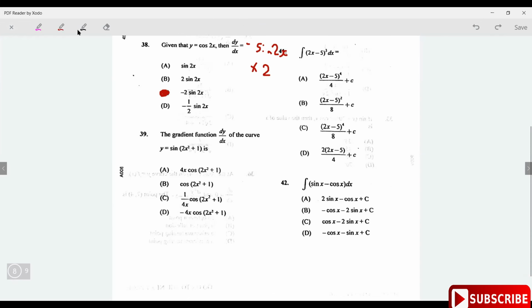Question 39 tells us about the gradient function dy by dx of sine of 2x squared plus 1. First thing, when you differentiate sine, you get cos. So you're going to get the cos of 2x squared plus 1. But then when you differentiate, you multiply it by the derivative inside the bracket, which is 4x. So you're going to get 4x times the cos of 2x squared plus 1. Easy question.